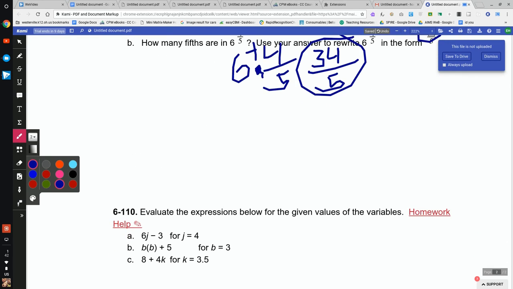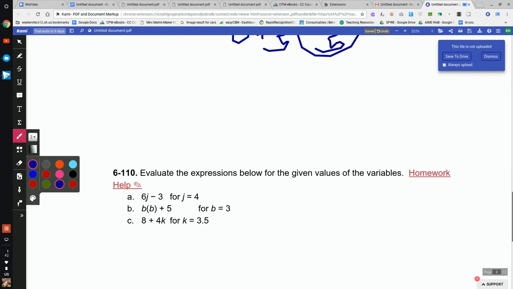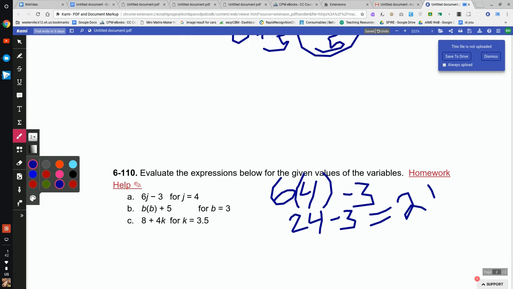All right. Last problem. Now we're doing some algebra here. So similar to our x's, we're just plugging in values. They're telling you j is 4. So then we know 6 times 4, because 6j means 6 times j. J is 4, so 6 times 4 minus 3. 6 times 4 is 24. 24 minus 3, as everyone used to say 2 years ago, and I don't know why, because they watch too much YouTube. Yeah, 21.